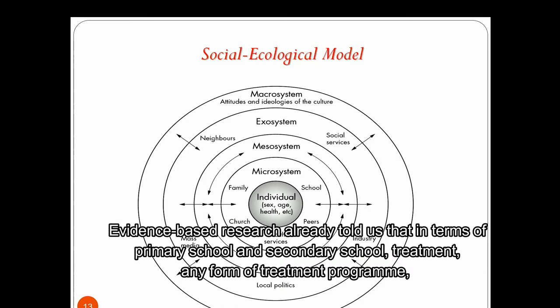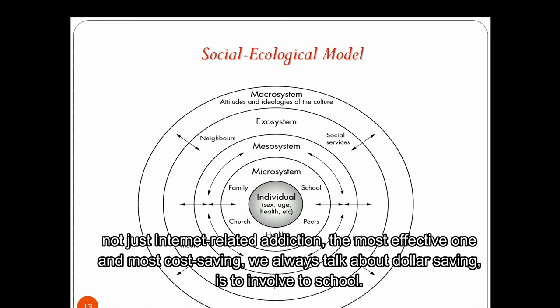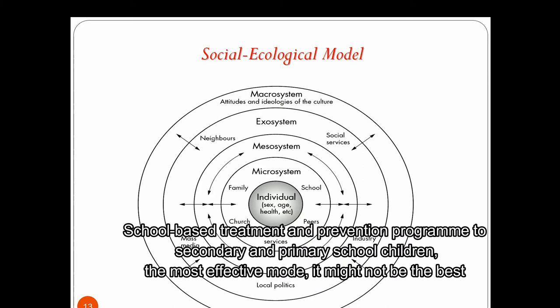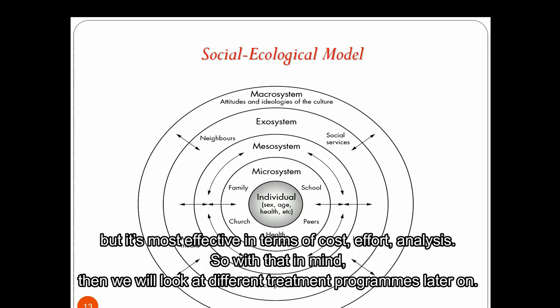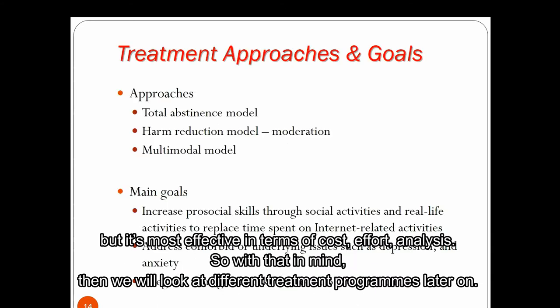So basically, in psychology and social science, we focus on the individual as well as the microsystem. Evidence-based research already told us that in terms of primary school and secondary school treatment, any form of treatment program, not just for internet-related addiction, the most effective and most cost-saving, okay? We always talk about dollar saving. It is to involve the school. School-based treatment and prevention programs for secondary and primary schools are the most effective mode. It might not be the best, but it's the most effective in terms of cost and effort analysis.